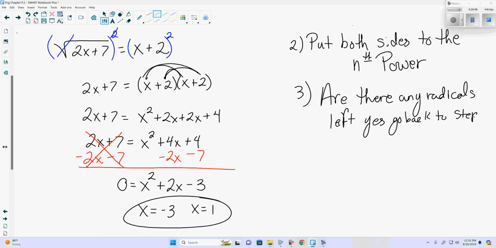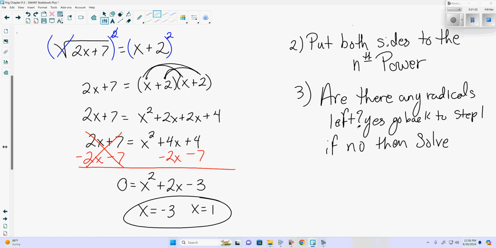Step 1. If no, then solve. Are there any radicals left? So once we took both sides to the second power, once we finish simplifying that, if there's any radicals left, we go back to step 1.